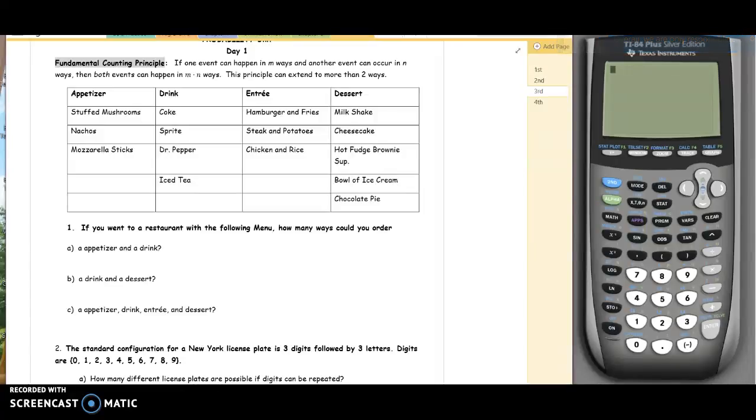Today we are going to cover the fundamental counting principle, factorials, nPr permutations, and nCr combinations. First, the fundamental counting principle.